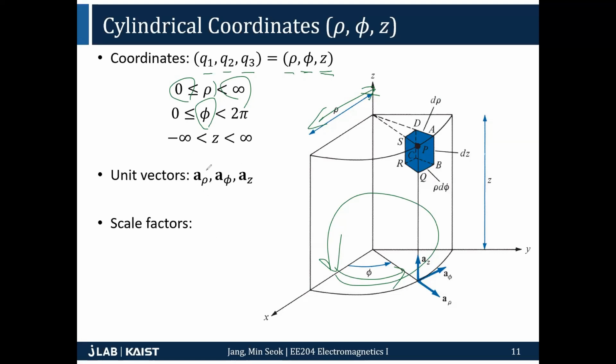And unit vectors are a rho, a phi, a z, like in this figure. And then, as I said, the direction of a rho and a phi depends on position. So let's say, what's the direction of a rho at this point? It's here along y-axis. What's the a rho at that point? At that point, it's just along x direction. So it's dependent on position.